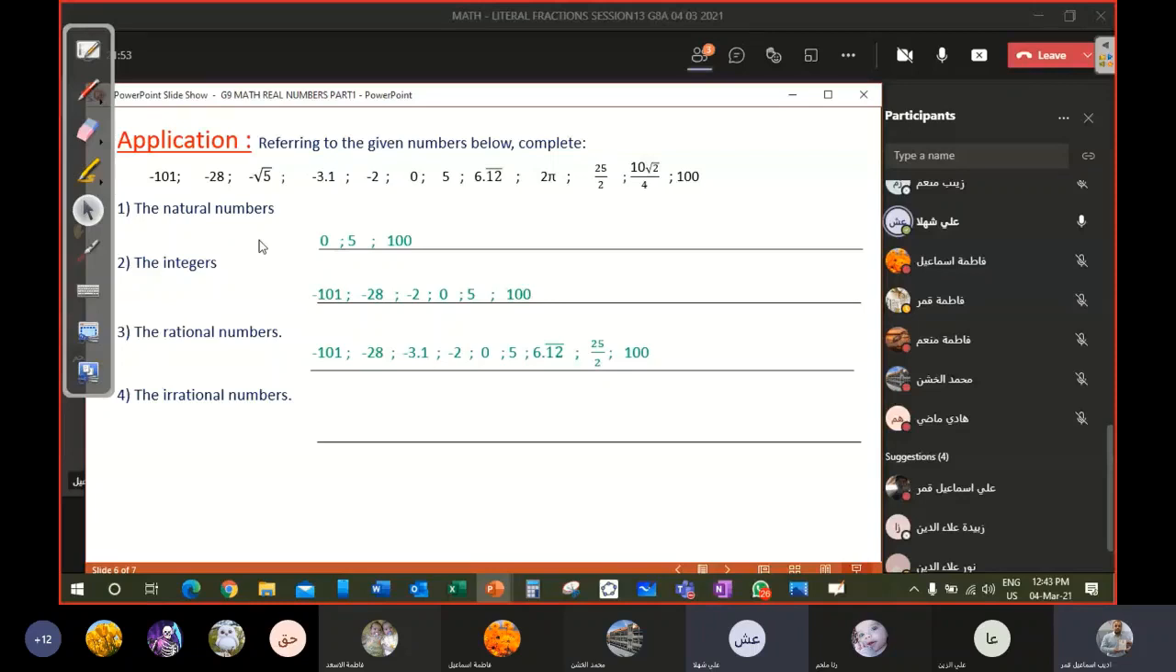Mute your microphone. Teacher, the second to last one, and 10 radical 2/4, and also 2 pi. Present the irrational numbers: minus radical 5, 2 pi, and 10 radical 2 over 4. Okay? Because pi is an irrational number, when we multiply 2 by pi, we get an irrational number. And these are the 3 irrational numbers found here.